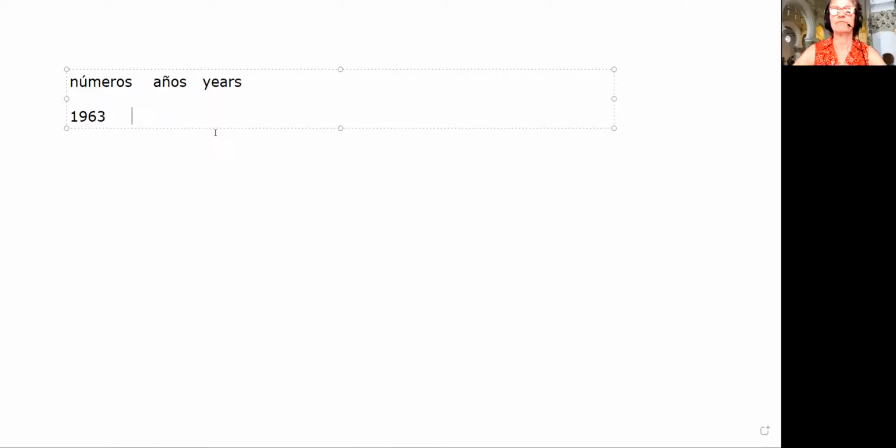So, por ejemplo, for example, and we'll get more into this in the fall, but just to give you a few examples. This would be mil for the thousand, right? 1963, mil. Okay, so that year would have to be said in full. That's just the way they express years.